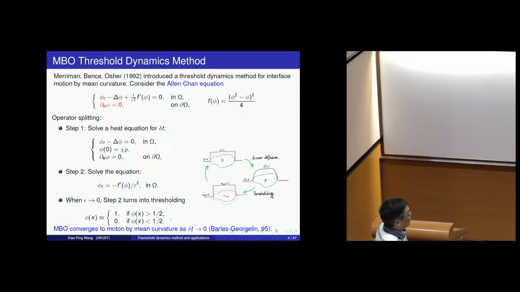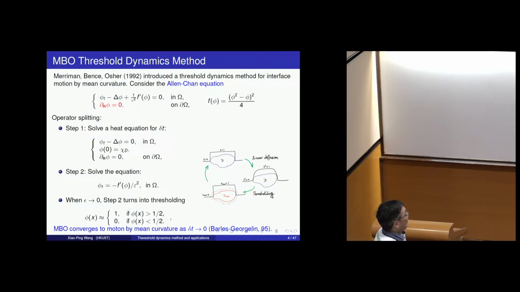If the initial condition, after the first step, the value is bigger than half, this will give you 1. If the value is less than half, it gives you 0. So combining this step, you start with a characteristic function, and you end up with a characteristic function. So therefore, your domain becomes a new domain.